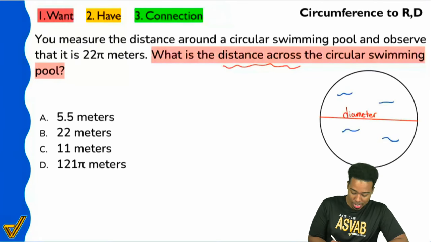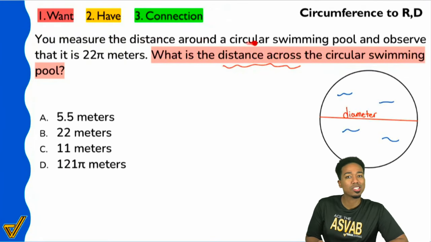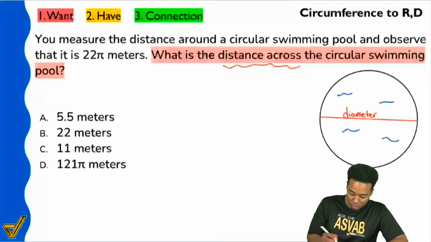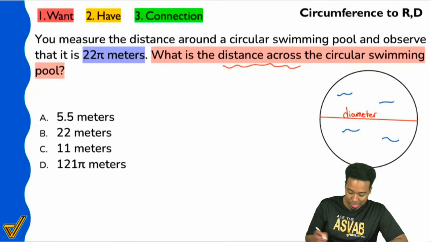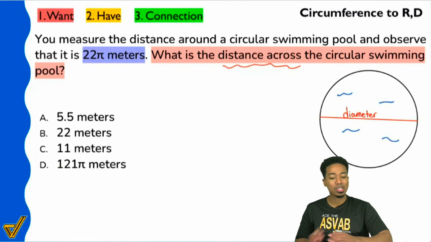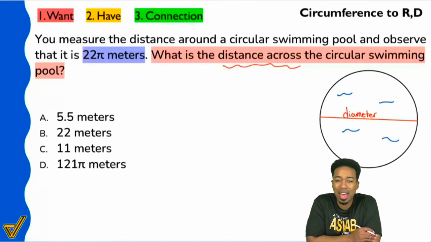Don't assume. So here, you measure the distance around a circular swimming pool and observe that it is 22 pi meters. So most of us are going to be attracted to this phrase here, 22 pi meters. However, there's another phrase that we need to highlight that tells us what that actually means. Everybody, what phrase should I highlight to understand what 22 pi meters means?